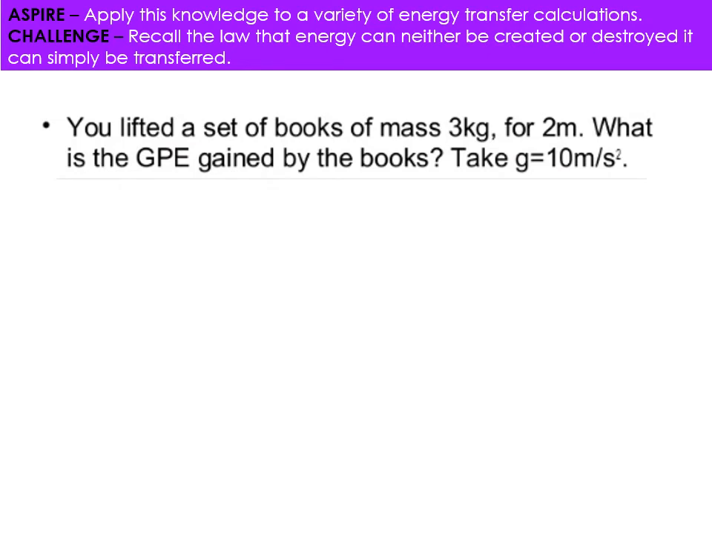So you lifted a set of books of mass 3 kilograms for 2 meters. What is the gravitational potential energy gained by the books? Take g equals 10 meters per second squared. So the first thing we should always do, and I'll do this for you, is GPE equals mgh. So that's mass times gravity times height. Gravitational field strength, I should say.